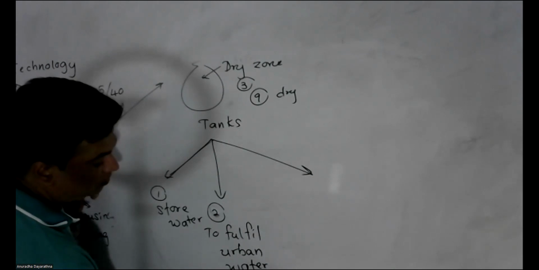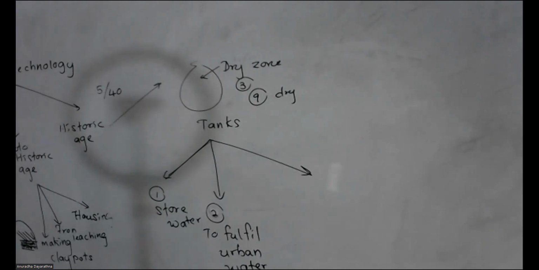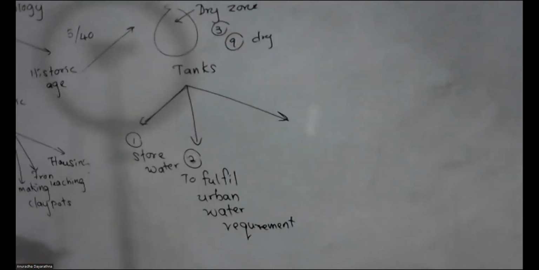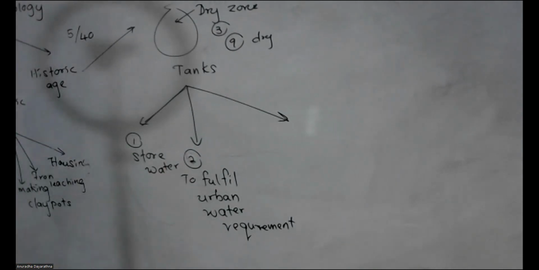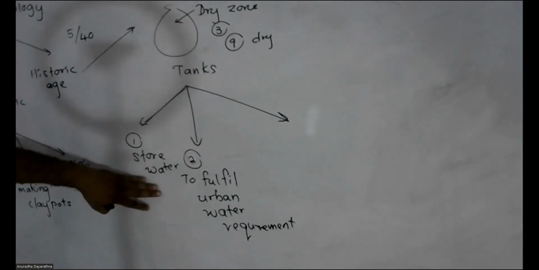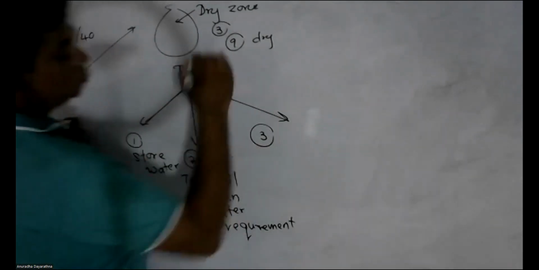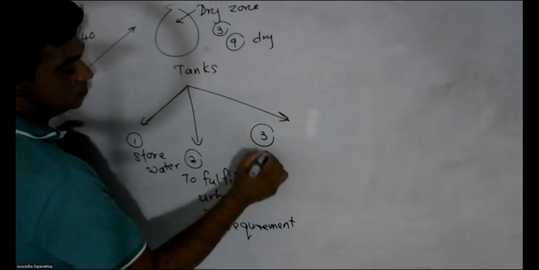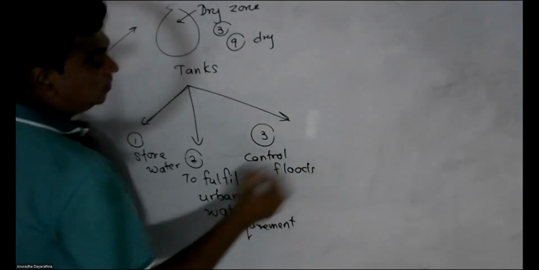Normally kings constructed tanks inside the cities for this purpose, to fulfill the urban water requirements. Outside the cities, tanks were for the other purpose, and inside, for this purpose. And there is a third objective. So what is the third objective? That is to control floods. So these are the 3 objectives.